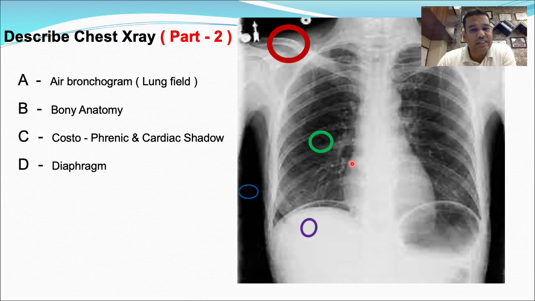And what is the cardiac shadow? You could appreciate this is the right border, and this is the left border. And lastly the diaphragm. How is the diaphragm? Is there any opacity or any radiolucency under the diaphragm or not?